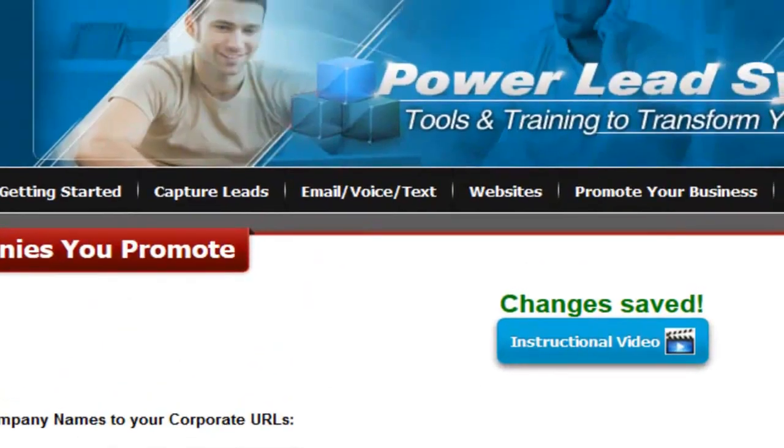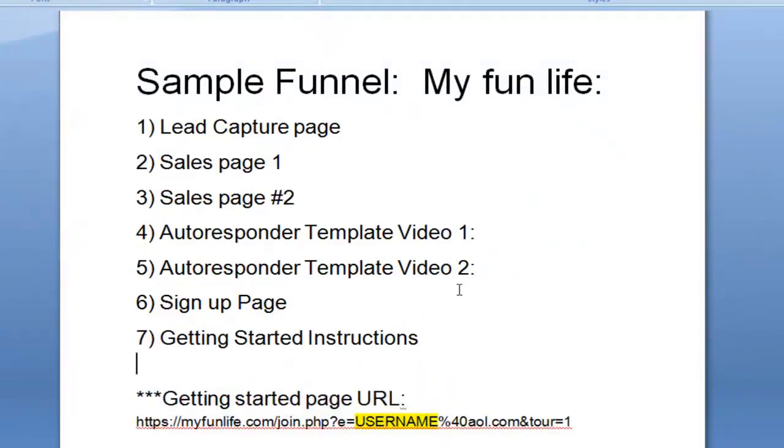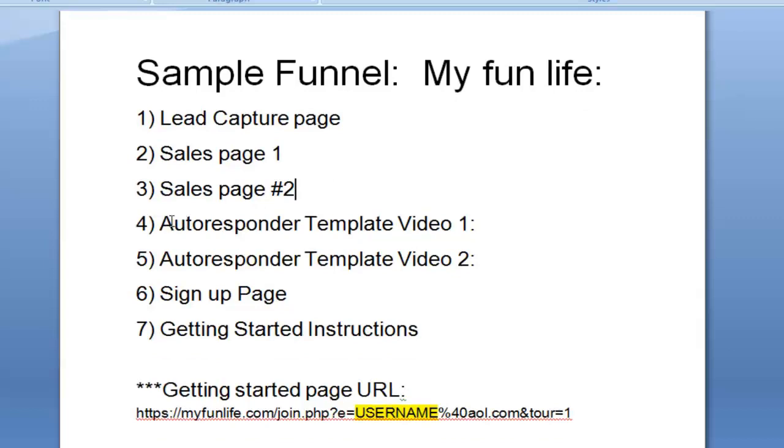Now that I've got that done, let's take a look at my list here. Okay, I got this part done. Now what I need to do is start my funnel. I'm going to start backwards here, with sales page 2. I'm going to create that really quick. What I did ahead of time is I went and found videos from My Fun Life that are going to go on a lead capture page, on sales page 1, sales page 2, and I found a couple of other videos that are going to go on these autoresponder templates.